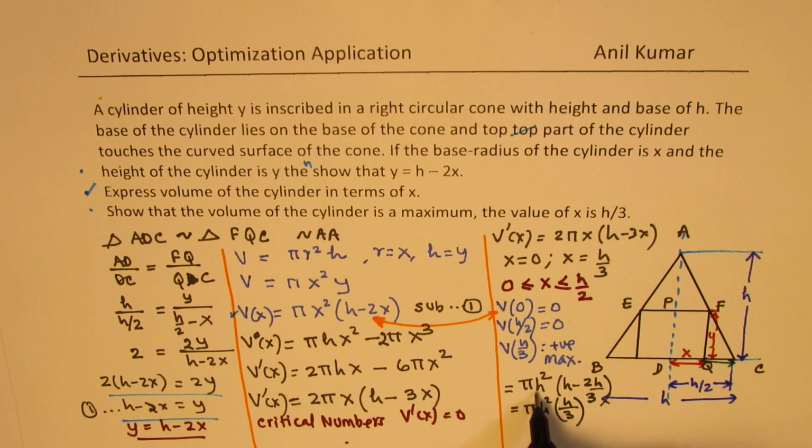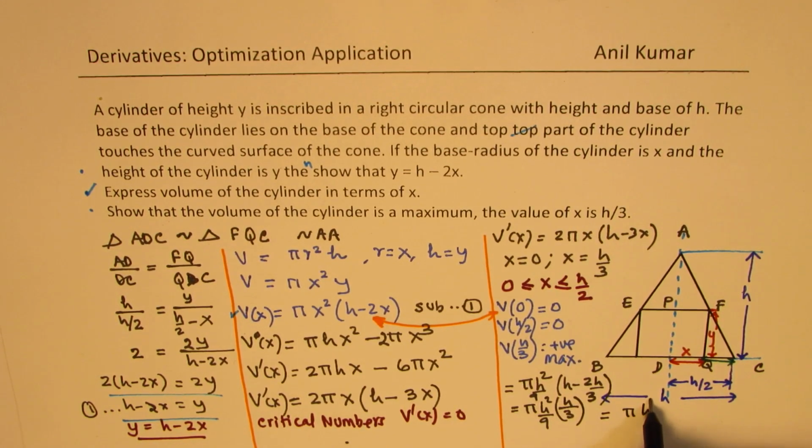Sorry, h by 3 will mean this x value I omitted in this case here. It was pi x squared, so h squared by 9, right? So this was 9, sorry. If I substitute h by 3, the x value will be the square of h and 3, right? So that gives you a value of pi h cubed over 9 times 3, 27. So that is going to be your maximum value for the given condition, right?